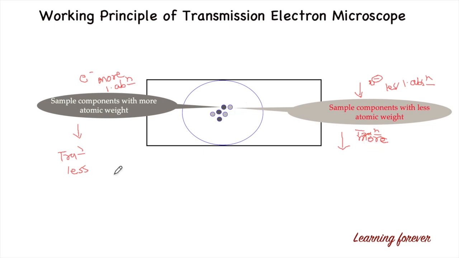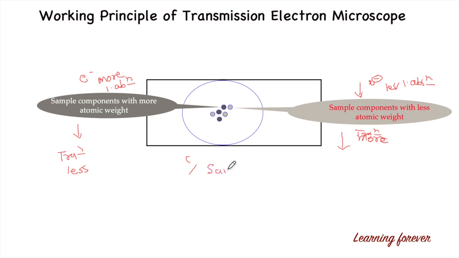This more and less transmission of the electrons develops contrast between different components of the sample. So this contrast, which is developed due to less or more transmission of the electrons, helps to distinguish between different components of the specimen. But remember that many biological samples have less atomic weight.